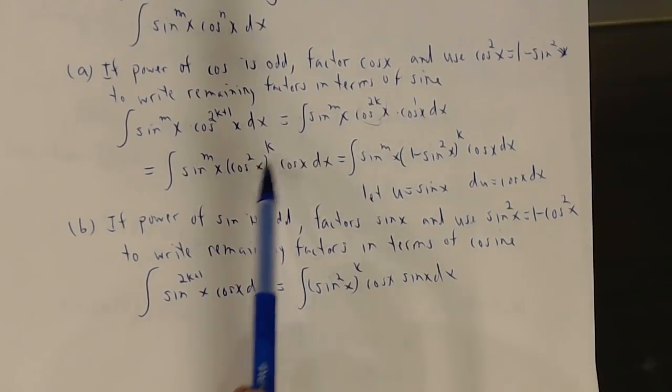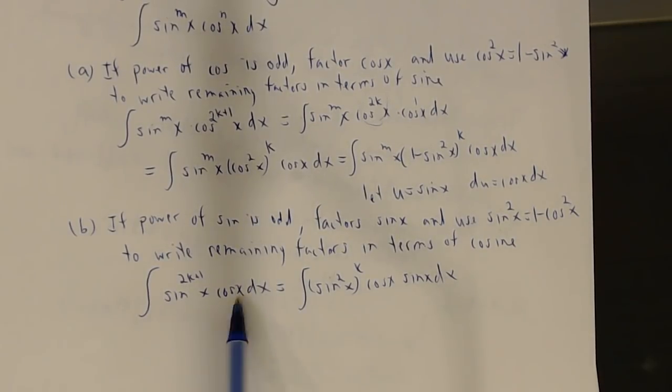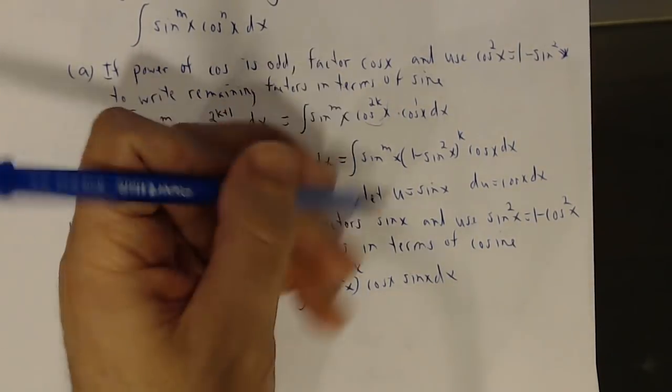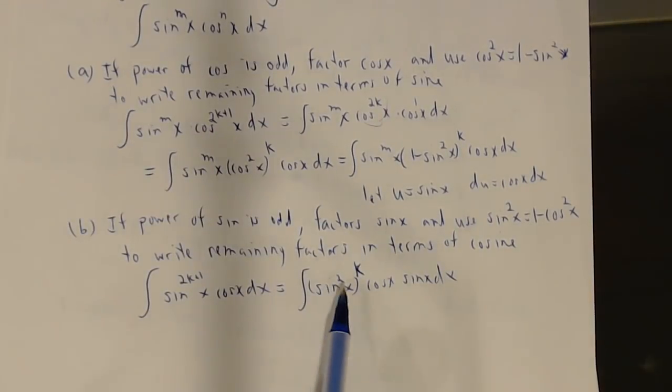Remember, I went from this step to that step. I factor out a sine, and then this was a sine to the power of 2k x, and I just wrote it as sine squared x to the power of k. So that's what we have.